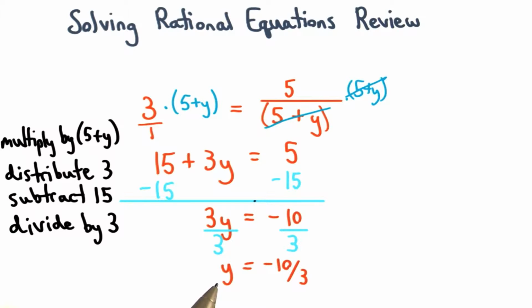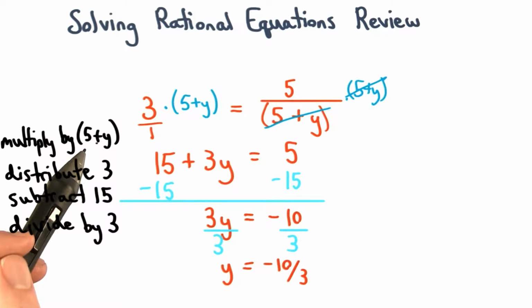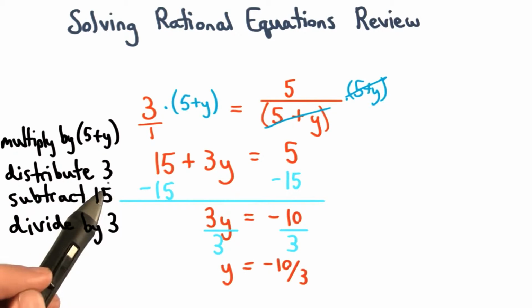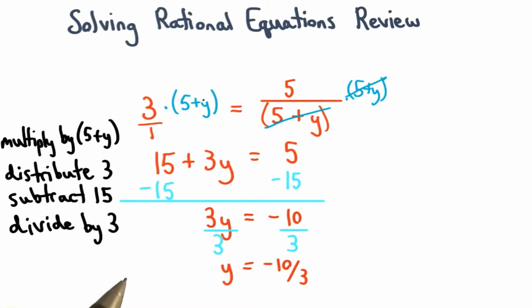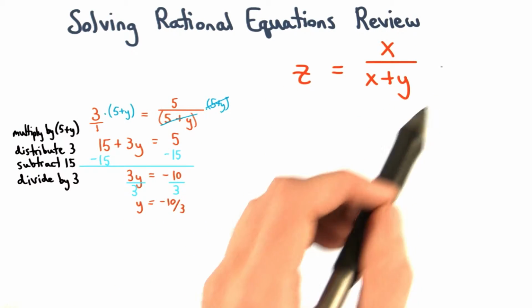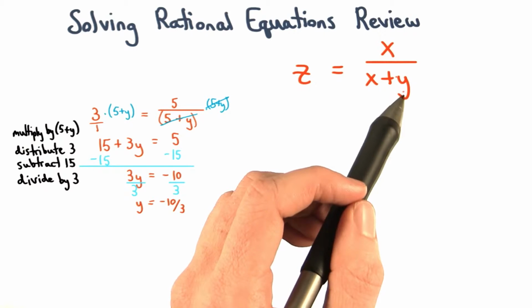So you know how to solve for a variable using numbers. First, we multiplied both sides by the quantity 5 plus y. We distributed the positive 3 here, and then we subtracted 15 and divided by 3. But what if we had an equation like this one, and we wanted to solve for y?